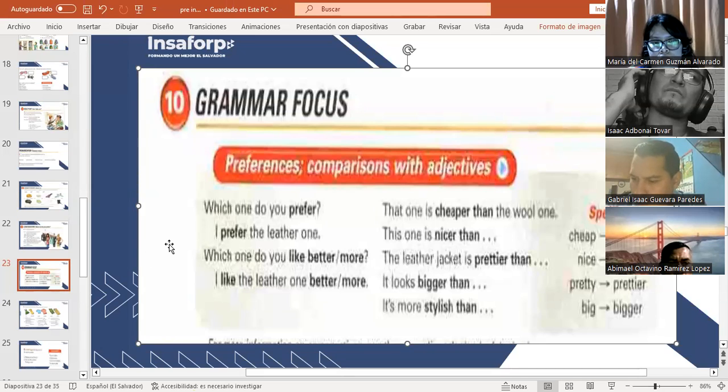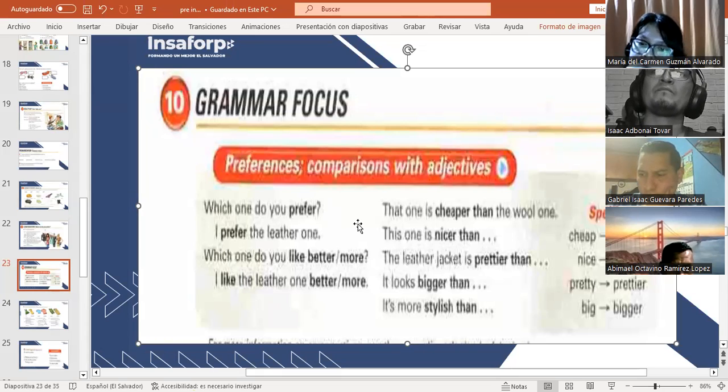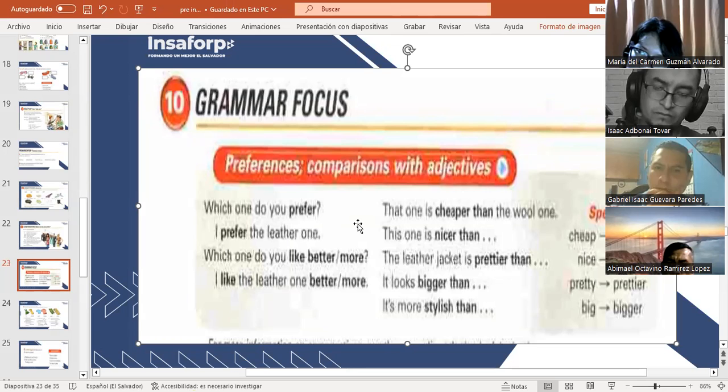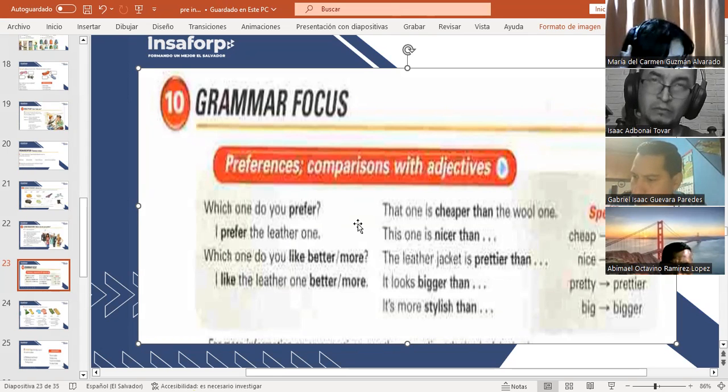Pregunten, por favor. We're talking about what do you prefer? Which one do you like better, or which one do you like more? That's another question. You can talk about two cell phones, between a Huawei and a Samsung. Which one do you like better, Samsung or Huawei? You can say, I like the Samsung one better, or I like the Samsung one more.